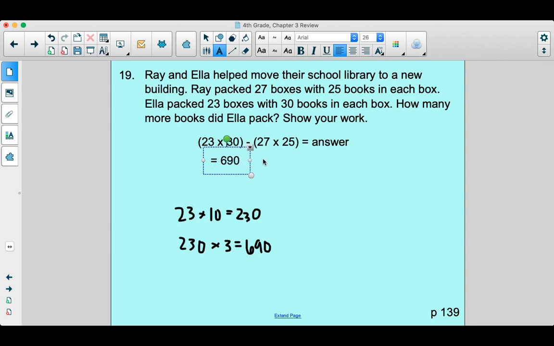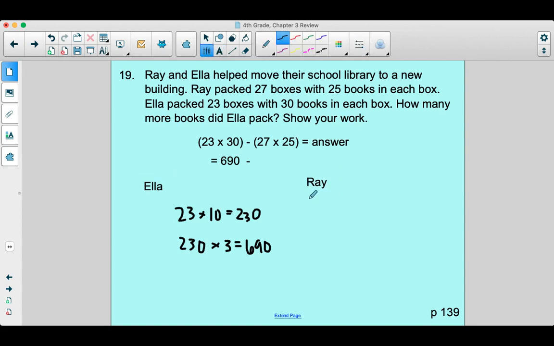Now, remember, we are subtracting off whatever Ray got. So this is Ella. This is Ray. And Ray is going to do 27 times 25. Maybe you want to do an area model for that one. It should almost be a square. I kind of messed that up a little bit, but that's okay. So 25 times 27.